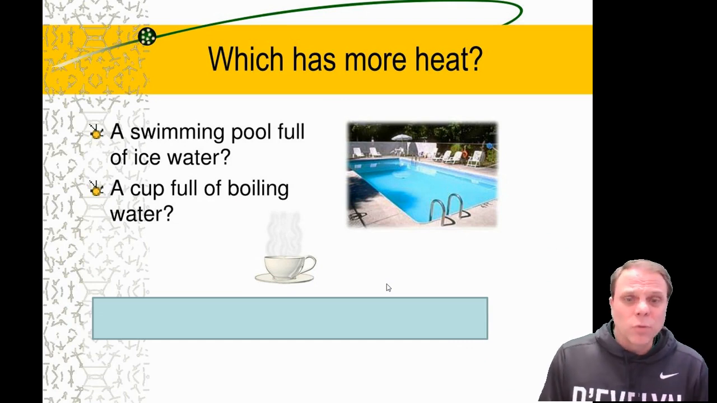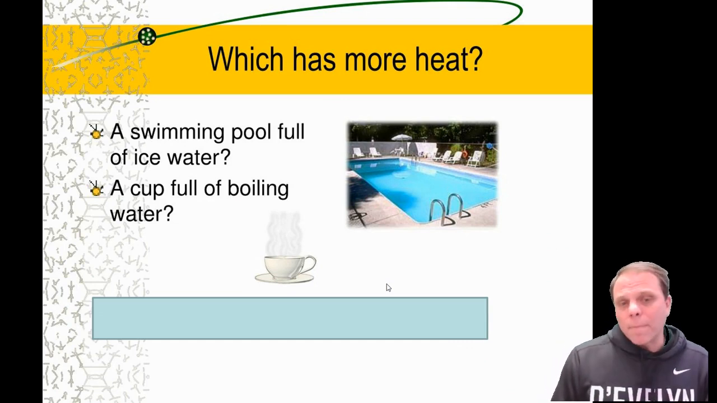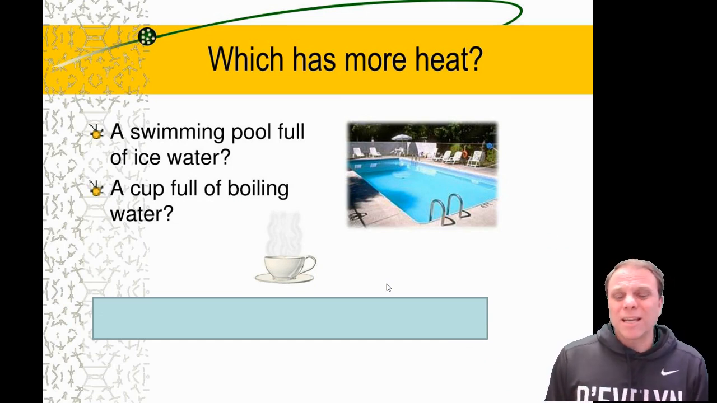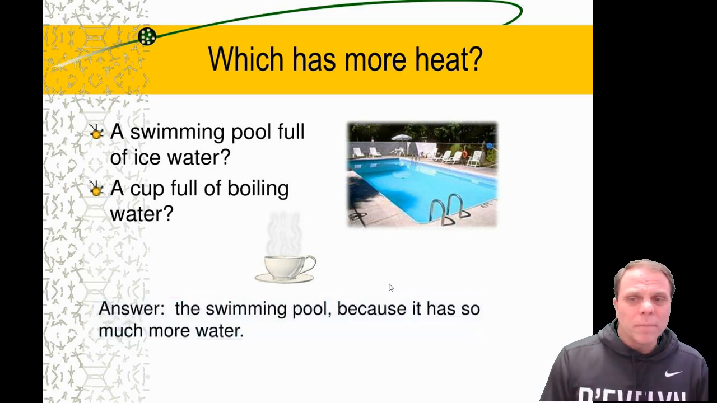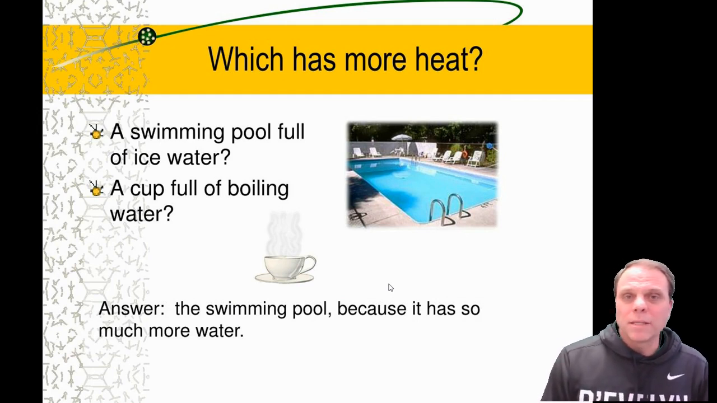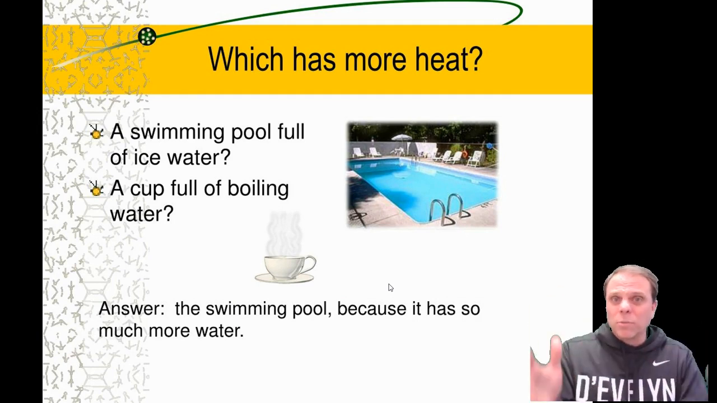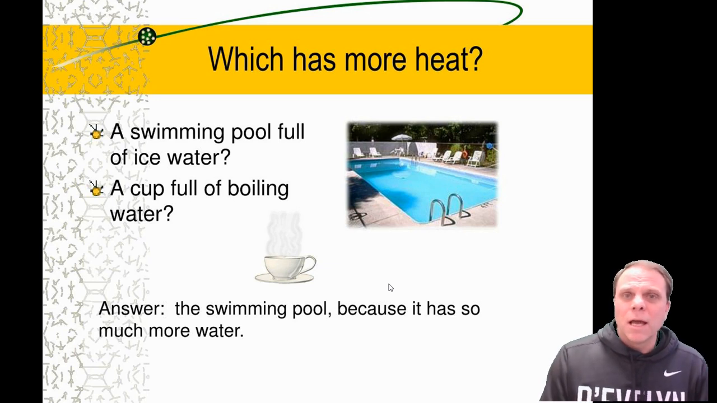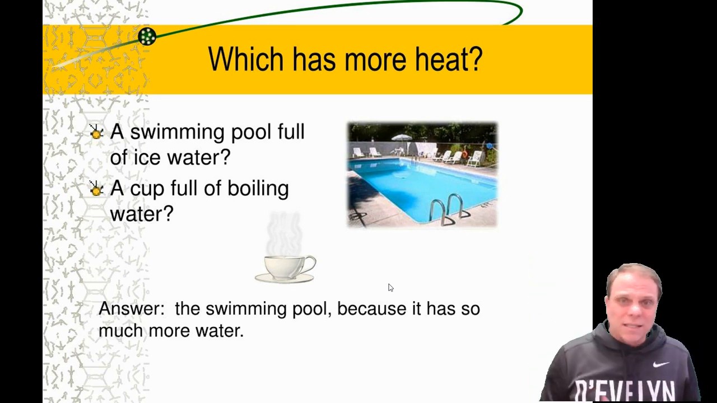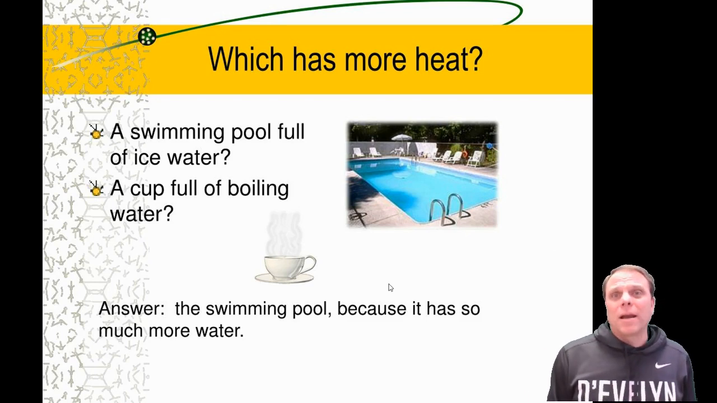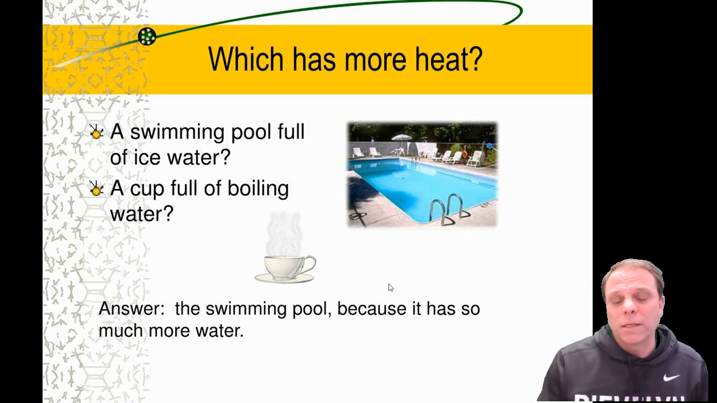So which has more heat, a swimming pool full of ice water or a cup full of boiling water? Okay, the swimming pool might be cold, but because it's got so many more molecules, the swimming pool has a whole lot more heat. All right, so much more water. It doesn't matter that the little teacup has boiling water. The one that has more heat energy, the overall number of particles moving, okay, think about all those particles in motion. The one that has more motion of the particles combined, not just which ones are faster. The cup has faster molecules on average, but the pool has more molecules, so it has more heat.